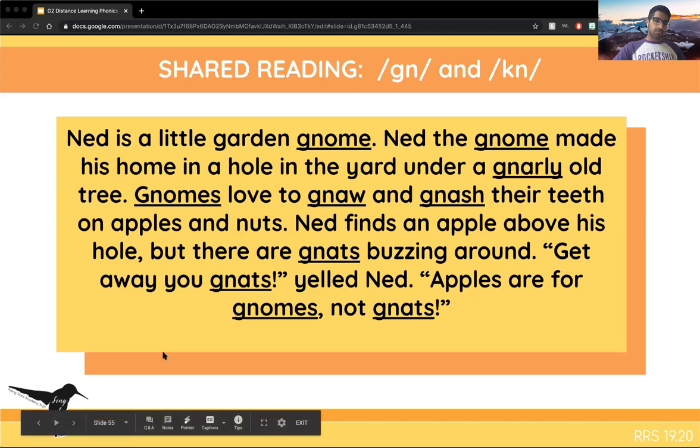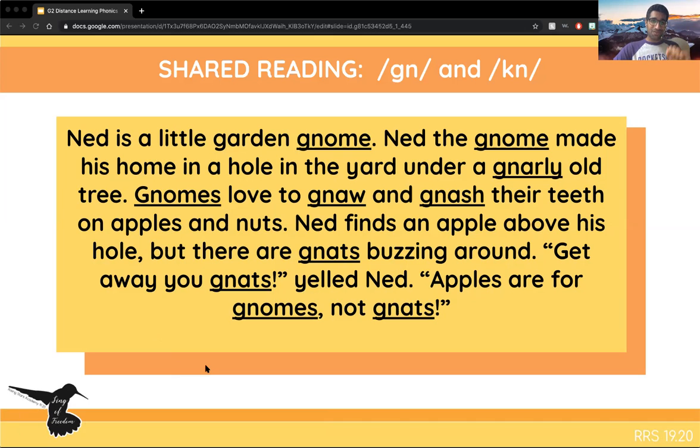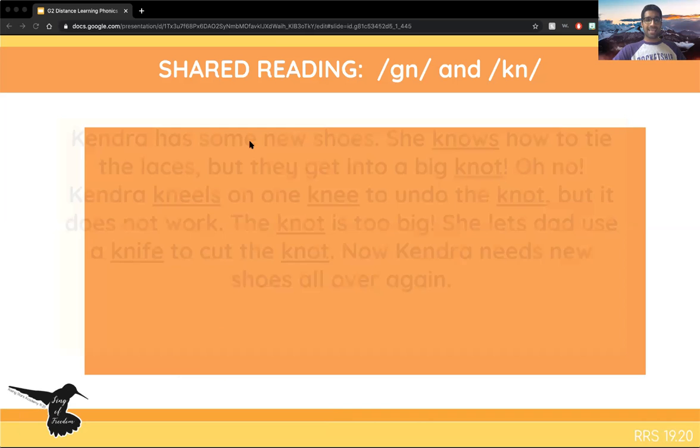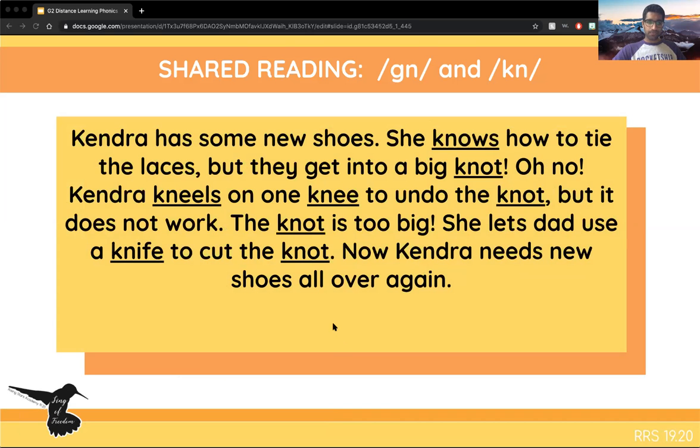I think that this was probably one of the trickier passages. And I'm really excited because this is not our only shared reading for the day. You can pause and practice here, but if you notice, there were only GN words here. Now we're going to be looking at our next one with KN words. If you need to practice the previous passage, you can go back and do that. But I'm excited to read this passage. Try to read it along with me.